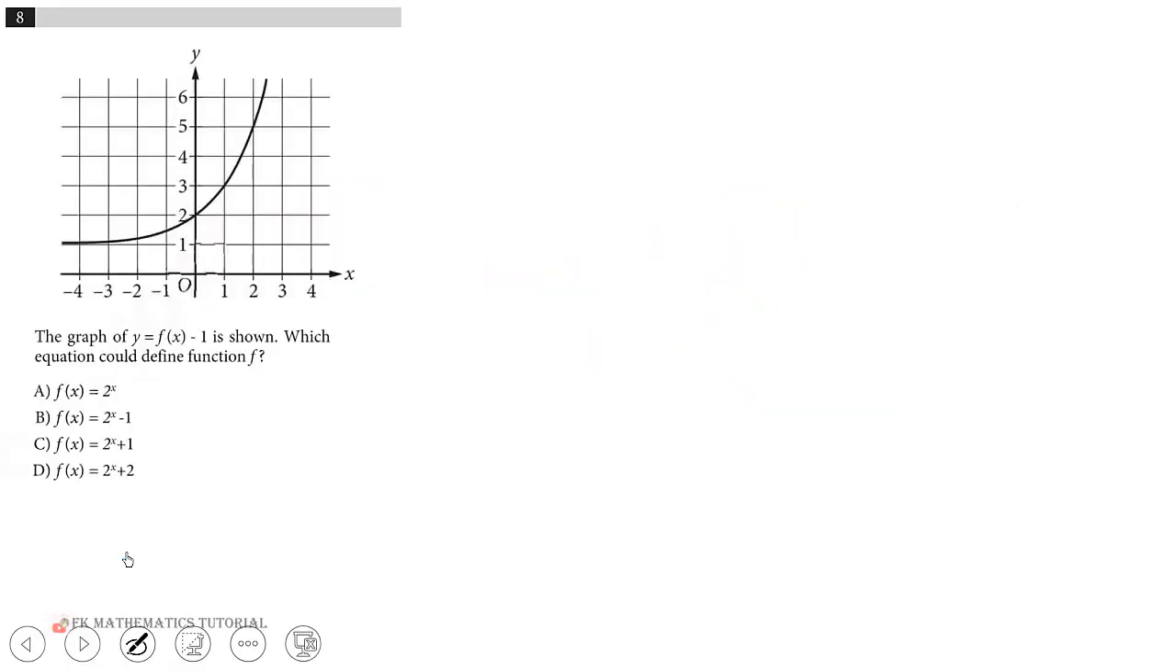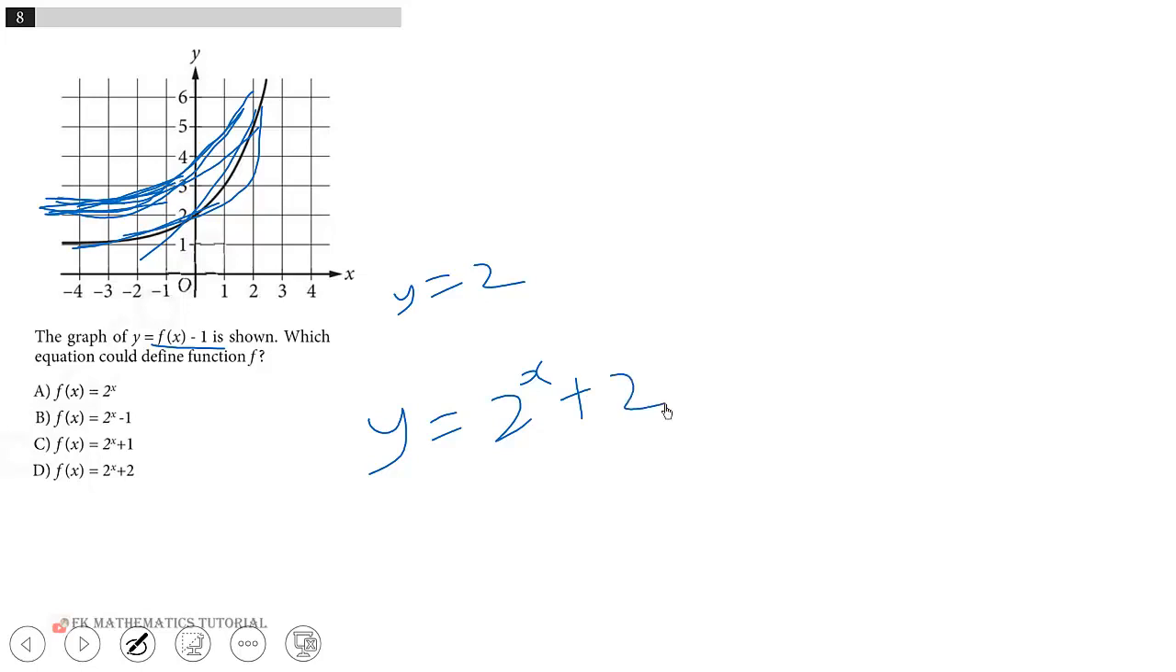The graph of y equal f of x minus 1 is shown. Which equation could define f? So f of x minus 1 means that the graph was translated downwards, and that is what we are seeing here. The graph was here, and it was translated downwards 1 unit to get this. If we take it back 1 unit, we see that the horizontal asymptote will be y equal 2. So that will be y equal 2 to the power x plus 2. That will be the correct answer, which is option D.